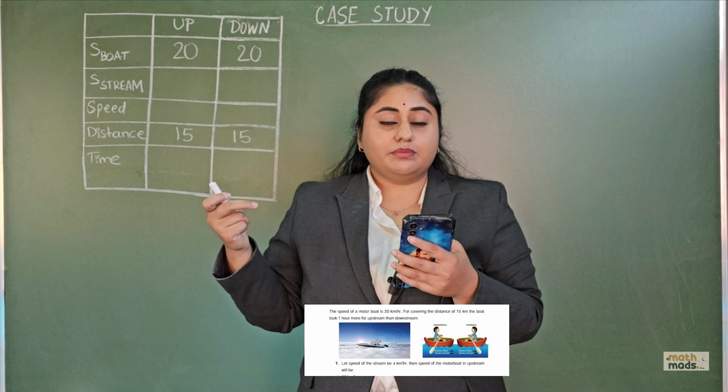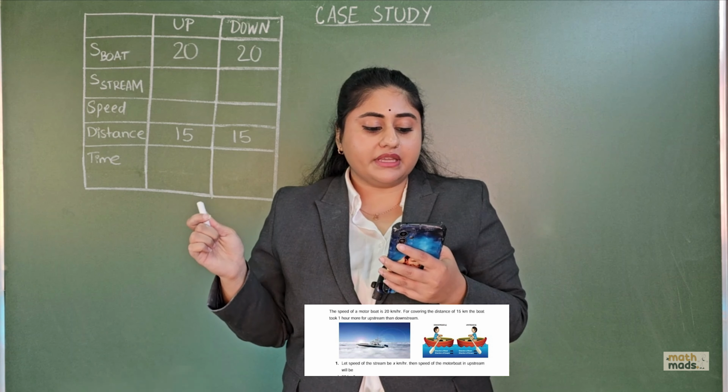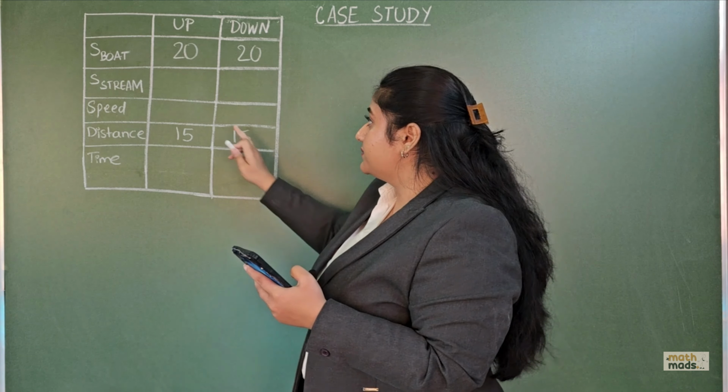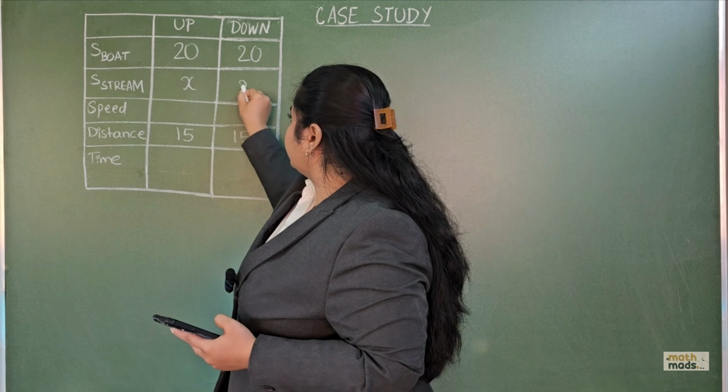Let the speed of the stream be x km per hour. Then what will be the speed of the motorboat in upstream? That is the given question. So now we know the speed of the stream is x km per hour.